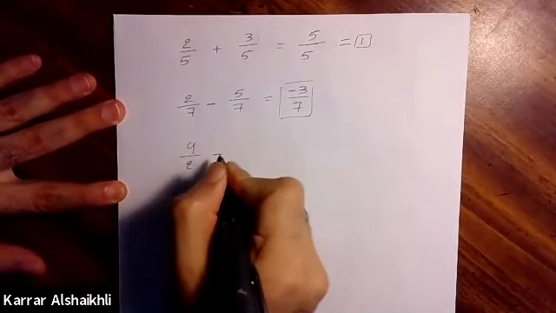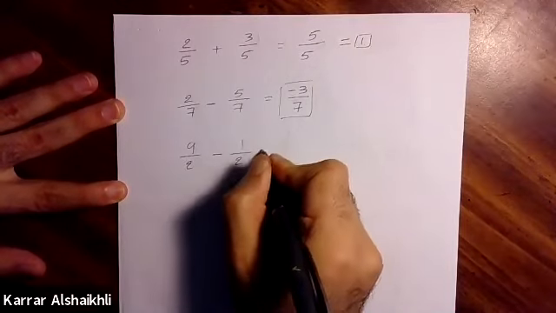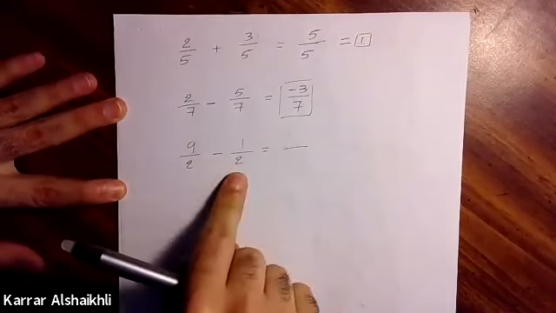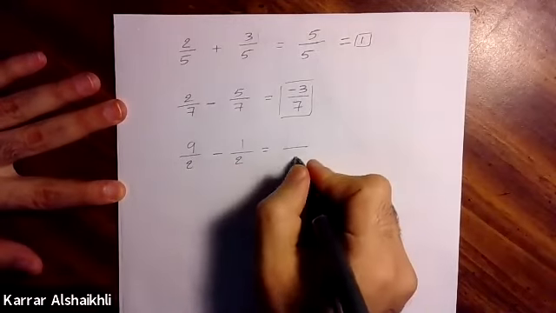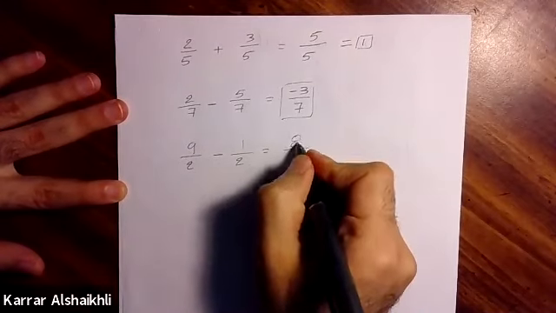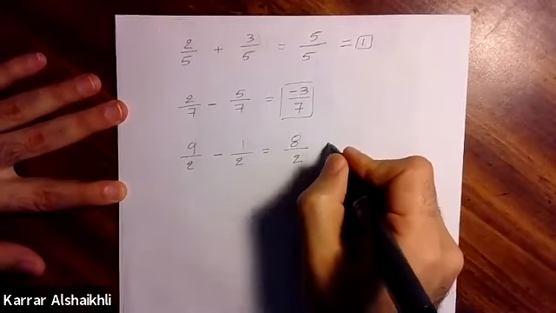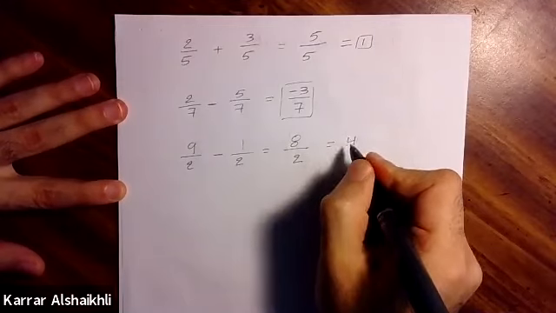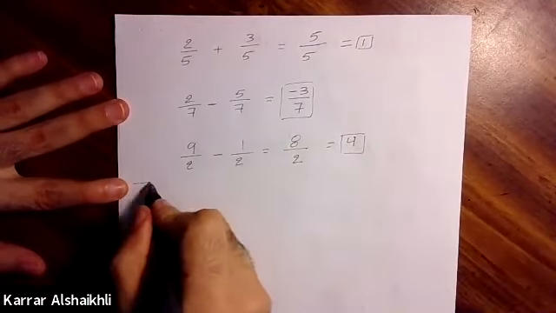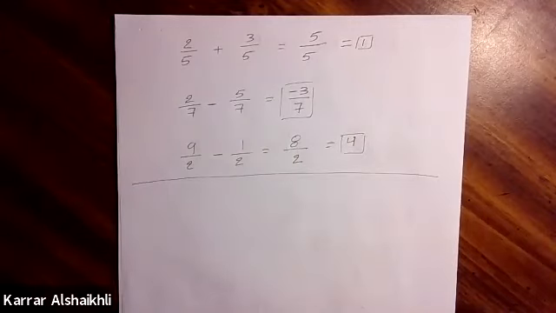9/2 minus 1/2. Subtracting two fractions with the same denominator, so it's going to be 2 here. 9 minus 1 is going to be 8. Can I simplify it? Yes, because 8 divided by 2 is going to be 4. So this is the result. So this is our goal. Always you have to check if you can simplify it.